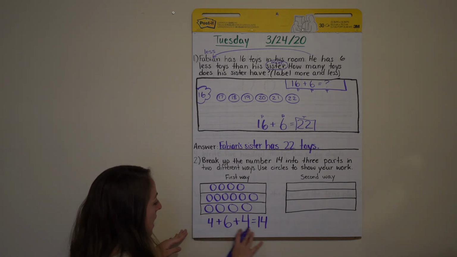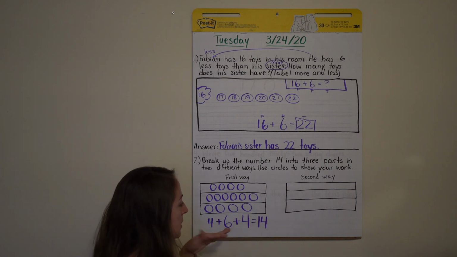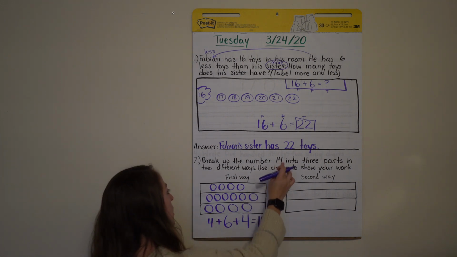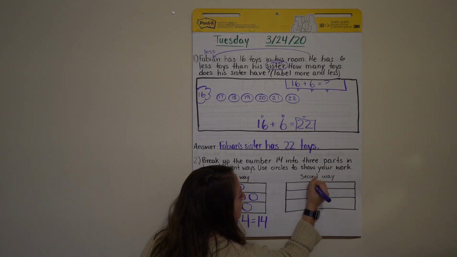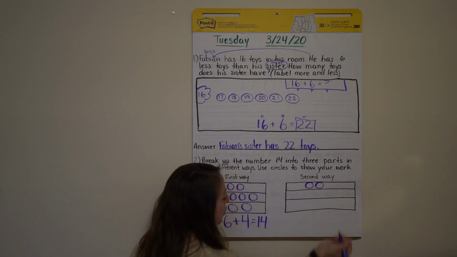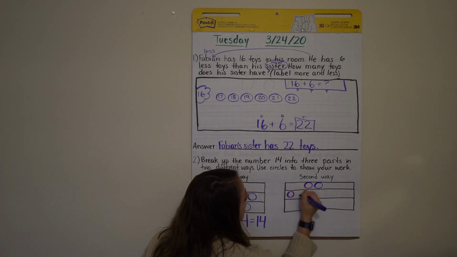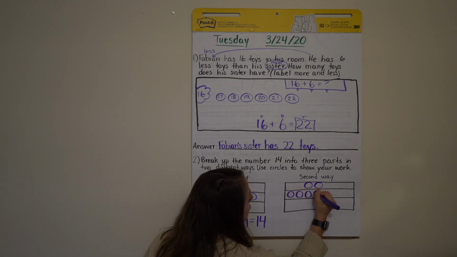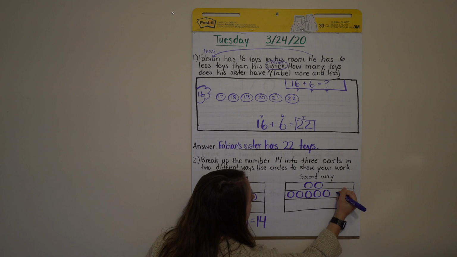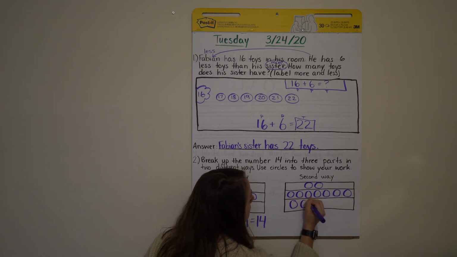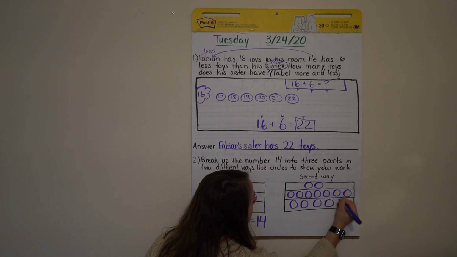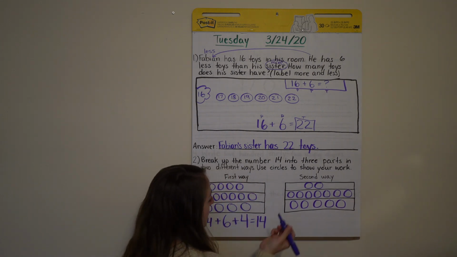So I don't wanna do exactly what I did here. I wanna do it in a completely different way. And I wanna make sure I have 14 when I finish. Let's do 1, 2, 3, 4, 5, 6, 7, 8, 9, 10, 11, 12, 13, 14. Okay, now I can make my number sentence.